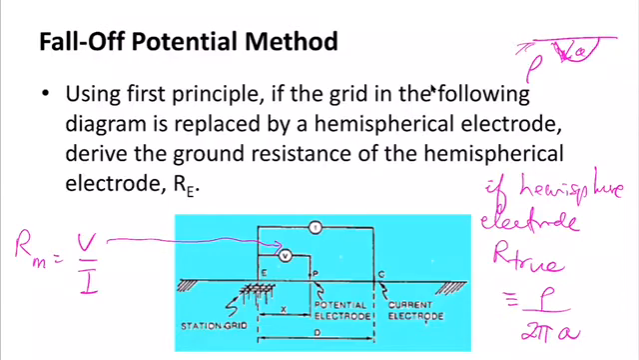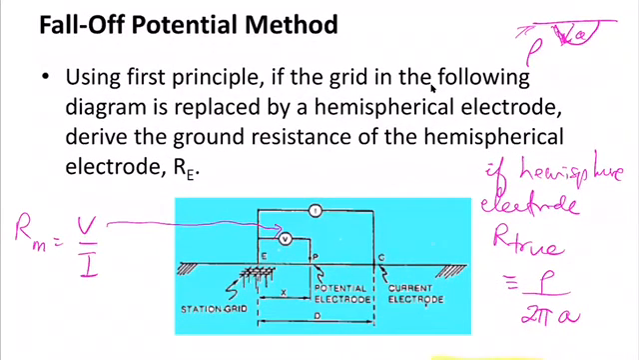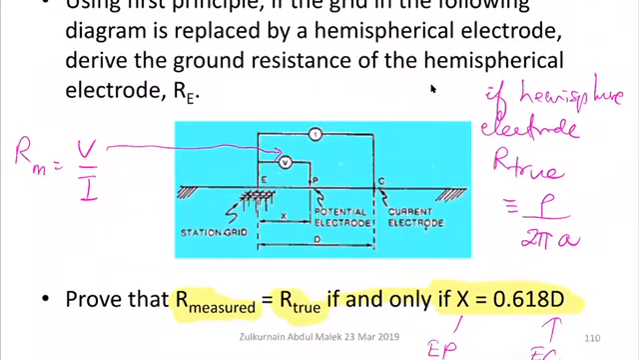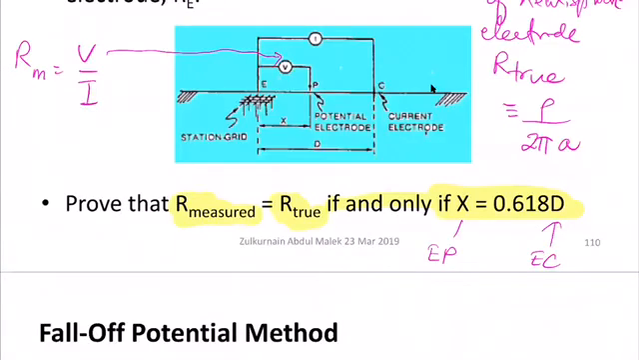Okay. In this PowerPoint, you can see the fall of potential method has 3 electrodes, and you need to prove that V divided by I, which is a measured resistance, is equal to the true grid resistance at point E, only and only if you made the distance between E and P, which is X, equal to 0.168 D, where D is between E and C, the current probe. Now, I have started the showing.